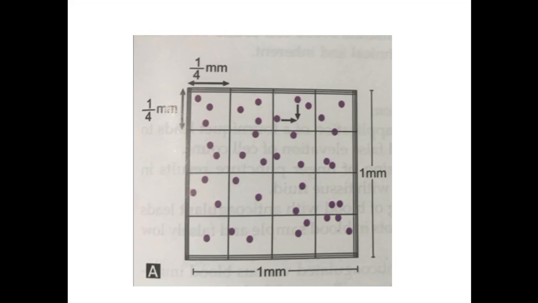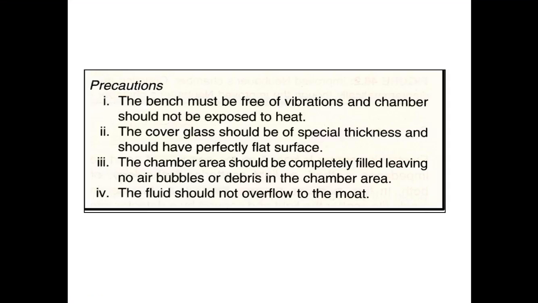So when you look under the microscope, this is how each square looks, and those round structures are the ones which are WBCs. So you need to count the WBCs in all the 4 large squares. There are certain precautions which you need to take while performing this counting.